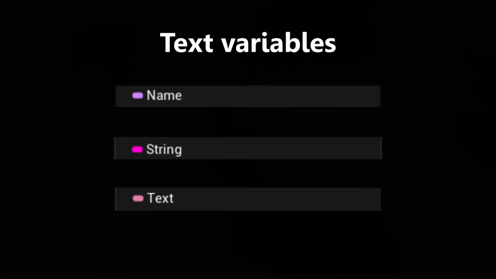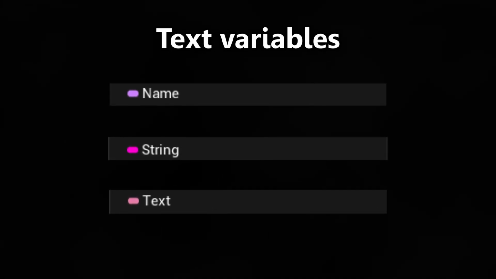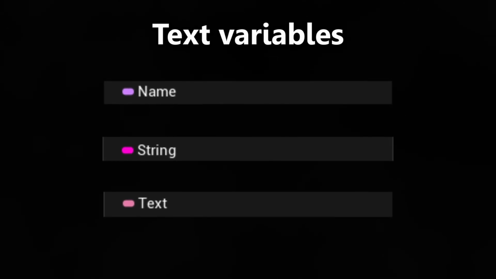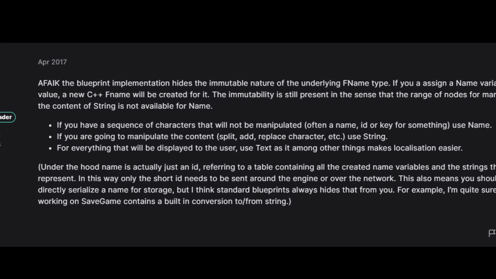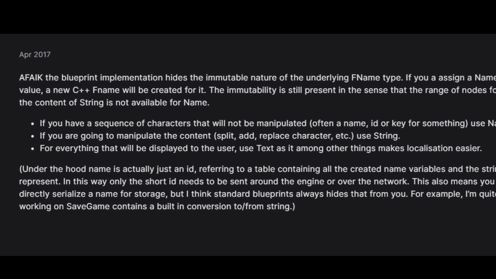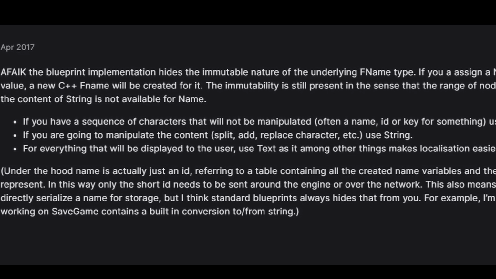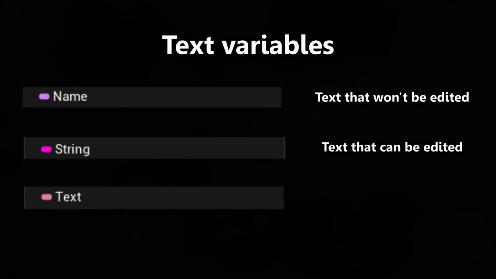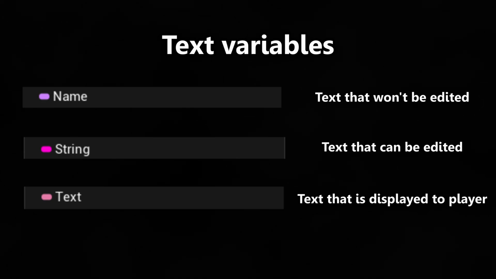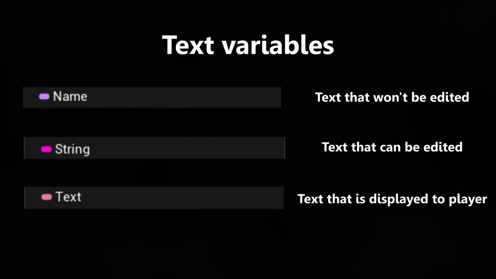For text variables you have three types: name, string, and text. I used to only work with strings, but by doing some research I found out that strings are actually only used for text that is edited. Names are used for text that won't be edited, and text is used for text that is displayed to the player, like UI, since this type makes localization easy.